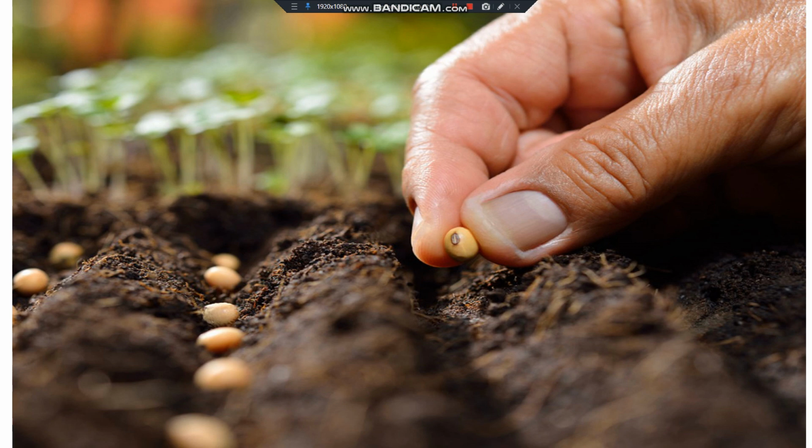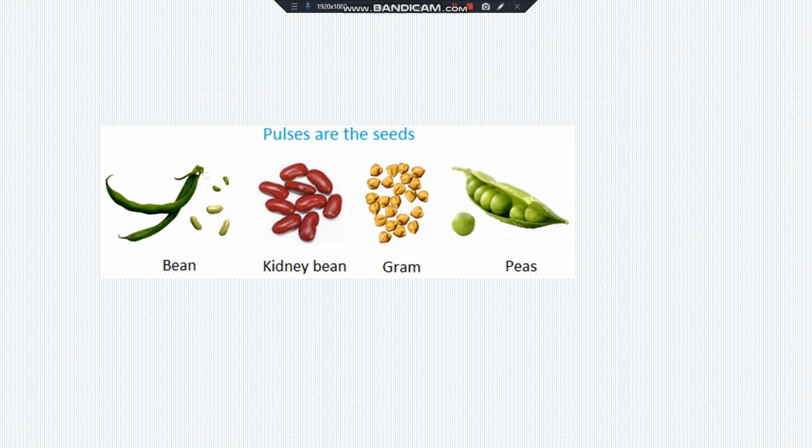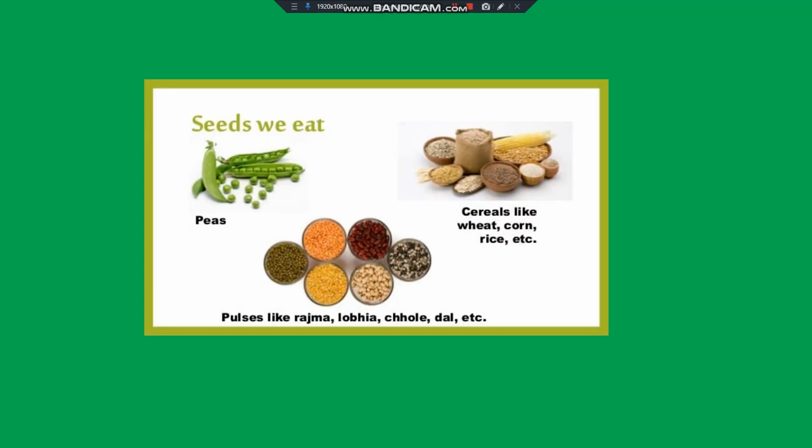But we eat seeds also. हम लोग seeds भी खाते हैं कुछ plants में. Yes, we eat. You want to see? Yes, we eat the seeds. As pulse, we use them as pulses. Example, beans, kidney beans, gram, peas. These are the seeds that we eat, and you can see these seeds in your kitchens.